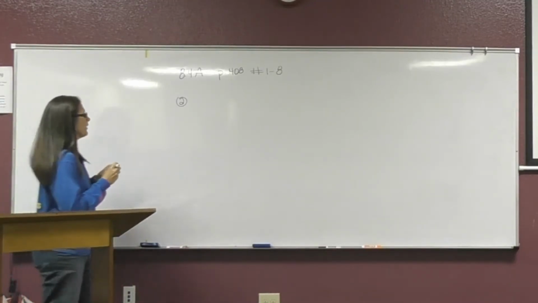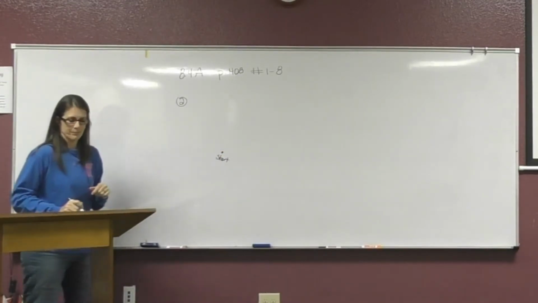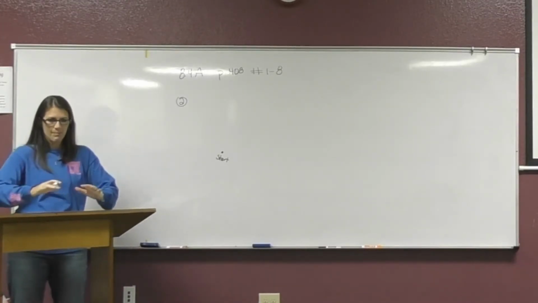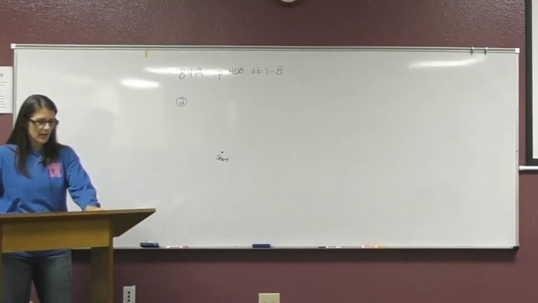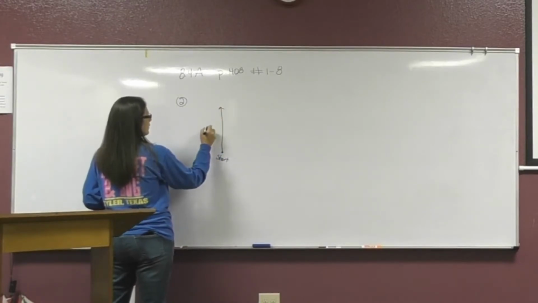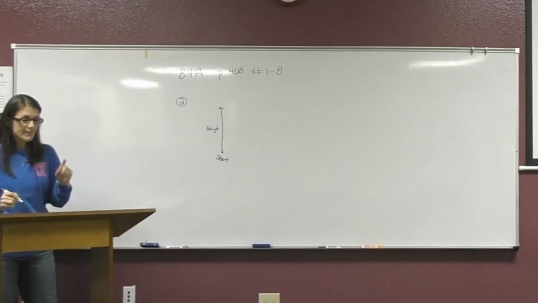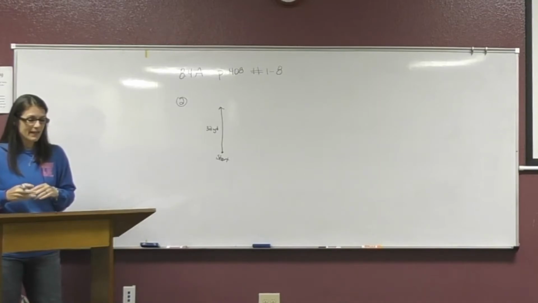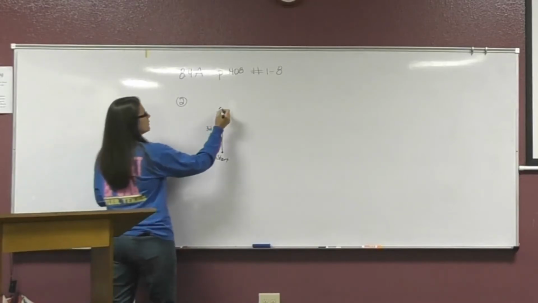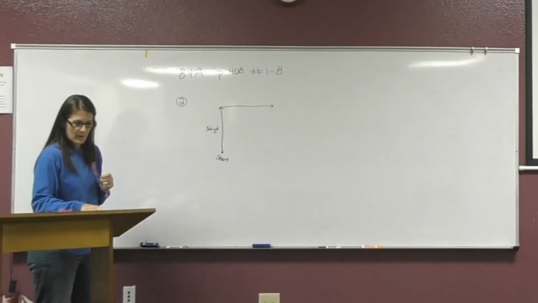Okay, so here's my starting point. That's where they started. And it said that they walked north, so we know on paper that's up, and they walked for 32 yards. So they went north 32 yards. Okay? And then they turned east. So we know on paper east is to the right. So from here, they turned east, and they went for 18 yards.